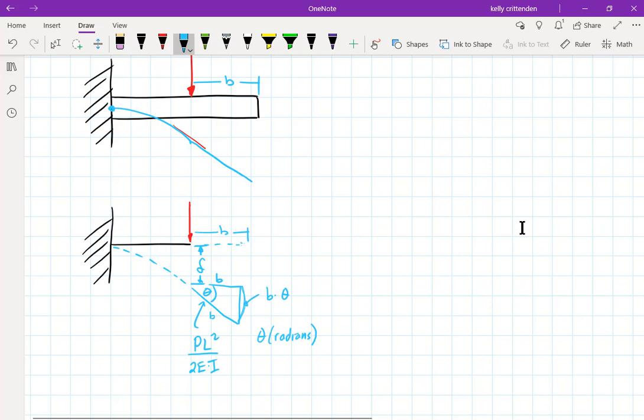If you do, you can prove it to yourself. Tangent of a really small radian is basically that radian. Tangent of 0.01 is 0.01 in radians.